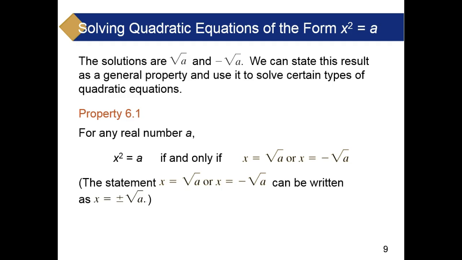If x squared is equal to a, that's true if and only if x is equal to plus the square root of a or minus the square root of a. In other words, take the square root of both sides and remember always to do a plus or a minus. So we can write it like this. I like to write it like this because I'm lazy. But you could write it x equal positive square root of a or x equal negative square root of a.